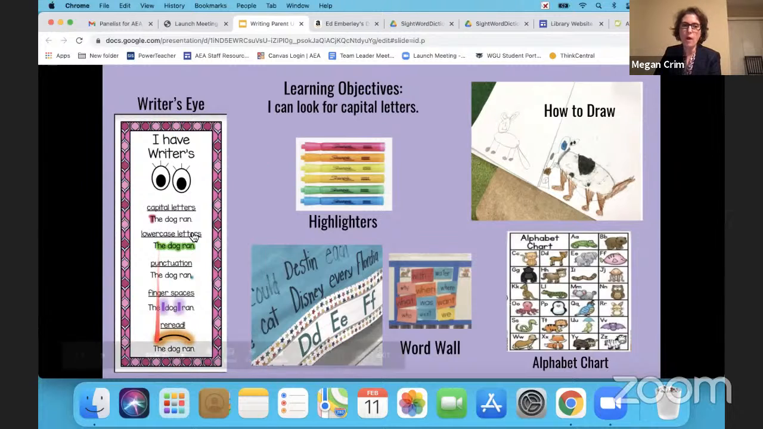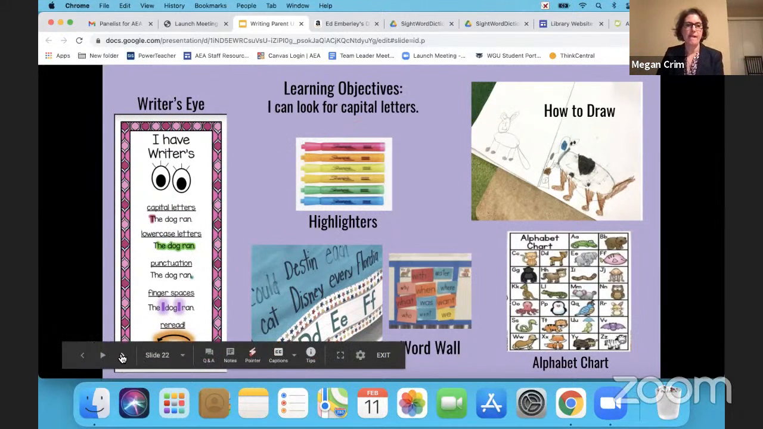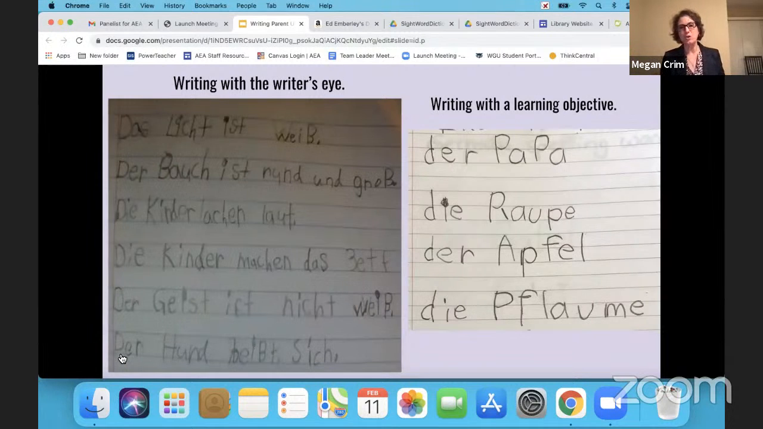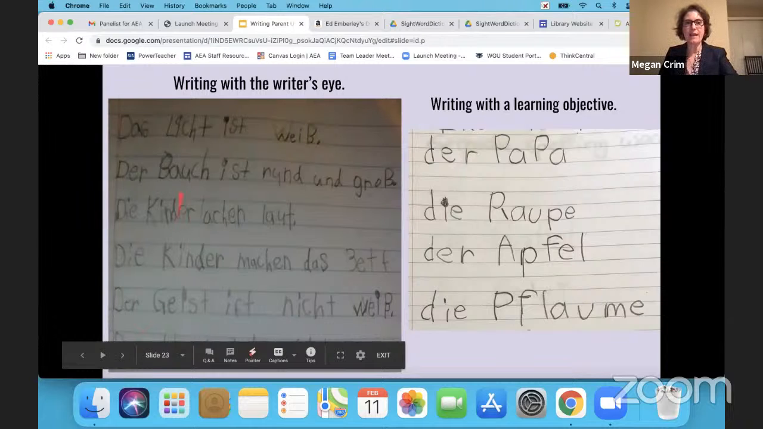Sometimes doing the whole writer's eye is too much. But if you say, okay, we're going to write this sentence and then we're going to go back and just look for where we need capital letters and then leave it at that. So let me show you what that looks like in actual student writing. So this is sentence writing, and this is sentence writing.